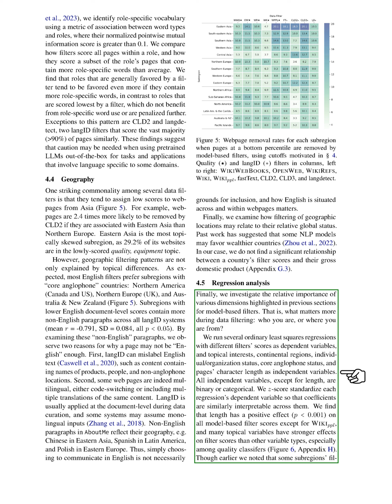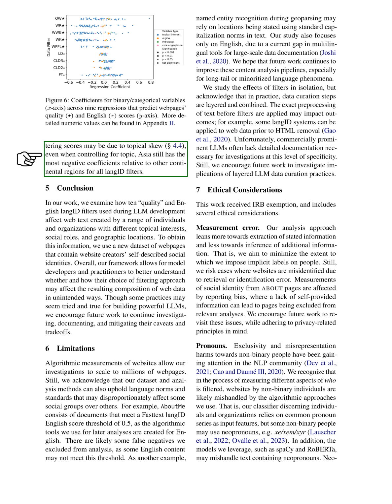We ran several ordinary least squares regressions, using different filter scores as dependent variables, and factors like topical interests, continental regions, individual or organization status, core English-speaking status, and page length as independent variables. We found that page length generally has a positive effect on all model-based filter scores, except for wiki_PPL. Interestingly, many topical variables have a stronger impact on filter scores than other types of variables, especially among quality classifiers. Even after accounting for topic, Asia still has the most negative coefficients compared to other continental regions for all language identification filters.